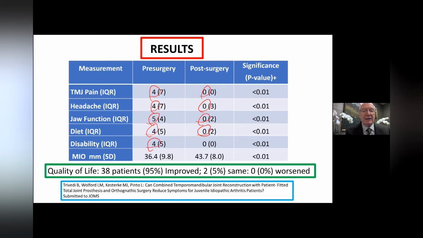Likewise, disability, the abilities for the patients to carry on normal life activities, was affected beforehand. Afterwards, none of the patients reported disability. The incisal opening was 36.5 millimeters beforehand and increased over 7 millimeters at the longest follow-up, with all within a normal range of opening. Quality of life, 38 of the patients, 95%, reported improvement in their quality of life. 2 patients stated that they remained the same, but no patients were worse off post-treatment.